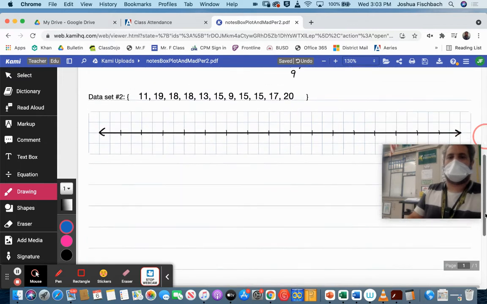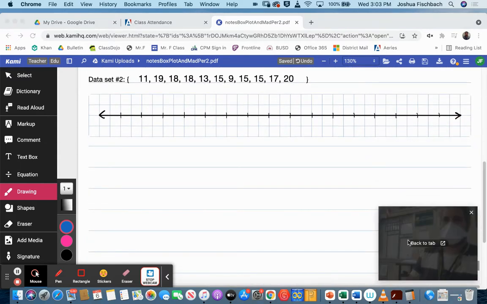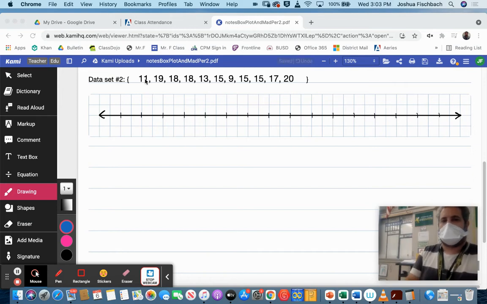Now let's jump in and try the second data set. So for the second data set, the process is basically the same, except this time you have 1, 2, 3, 4, 5, 6, 7, 8, 9, 10, 11 pieces of data. So now you have an odd numbered list. So the first step is the same as before. You're going to just put this in order from least to greatest carefully.